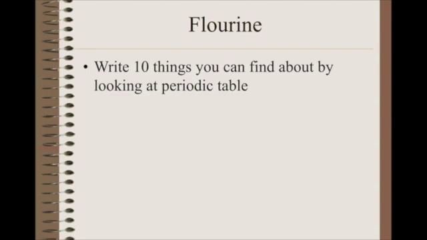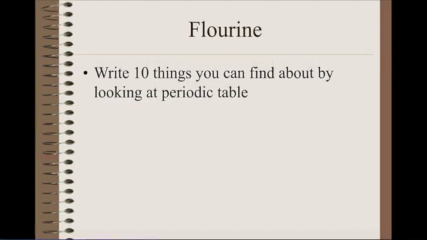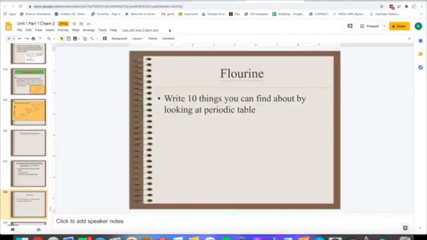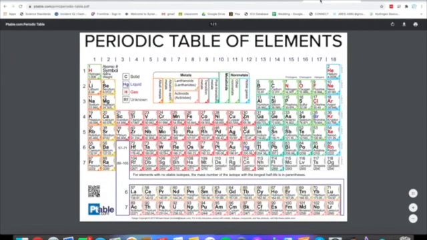All right, so first we're going to talk about fluorine. Write 10 things you can find about fluorine just by looking at the periodic table. So if we go to a periodic table, all right, so if we look at fluorine on the periodic table, you notice it is right up here in this upper corner.